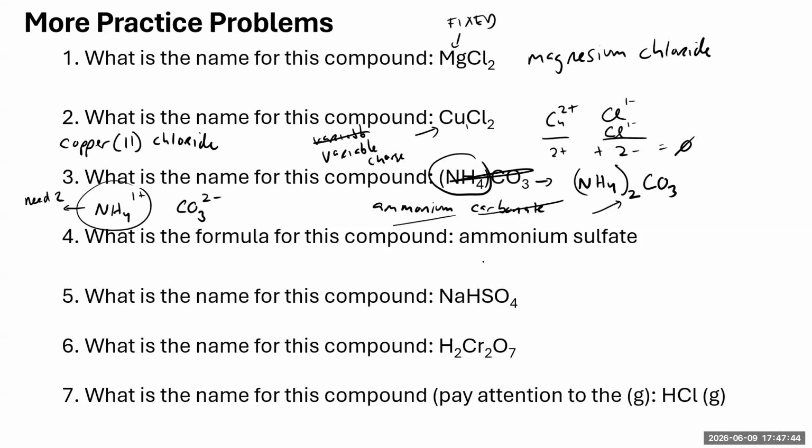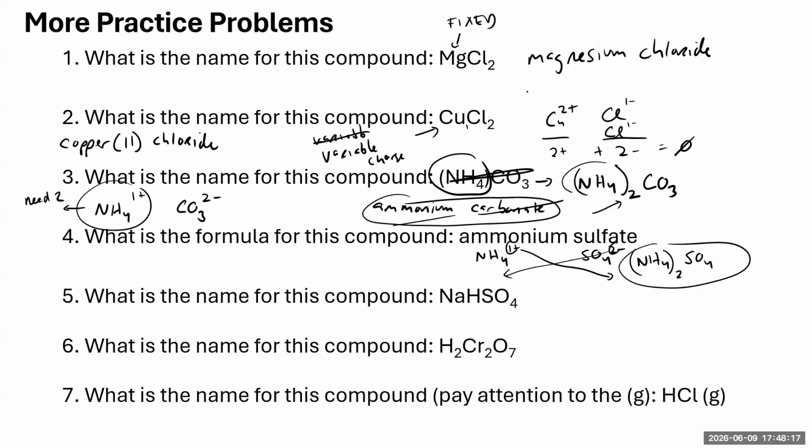All right, ammonium sulfate, NH4 1 plus. Sulfate is SO4 2 minus. All right, so we can do crisscross applesauce, or you could figure out how many charges you need, but this is going to be similar. NH4 with a subscript 2, and then you have sulfate, which is SO4. I'm going to start circling these so we can see ammonium carbonate, copper 2 chloride, and then this is magnesium chloride.